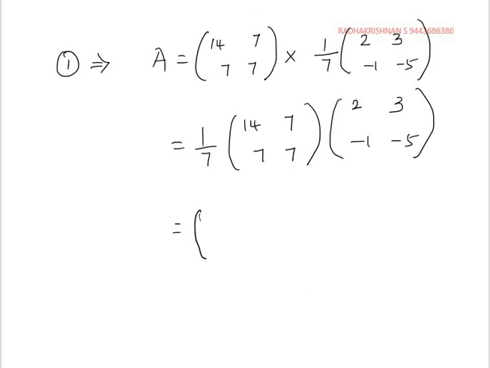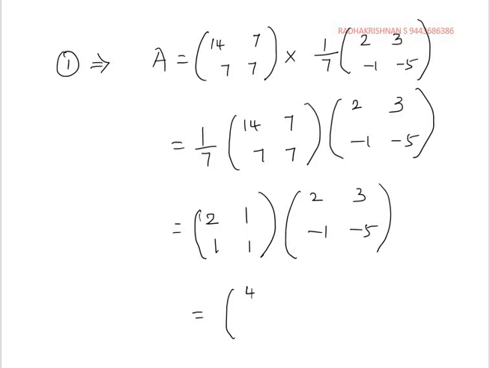Therefore, can I take 7 inside? If I take this, it becomes 2. And this is 7 by 7, 1, 1, 1, right? Into this one, 2, 3, minus 1, minus 5. Now multiply. 2 2s are 4, minus 1. 2 3s are 6, minus 5. This, if I multiply, 2 minus 1. This, if I multiply, that becomes 3 minus 5. Therefore, the matrix A is what?